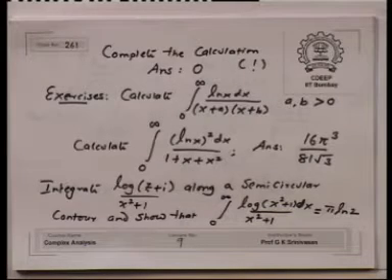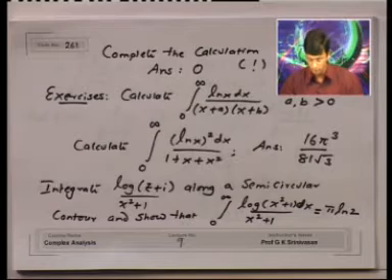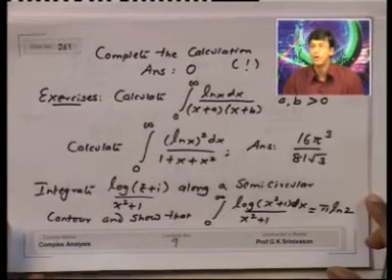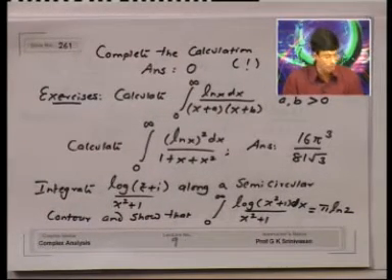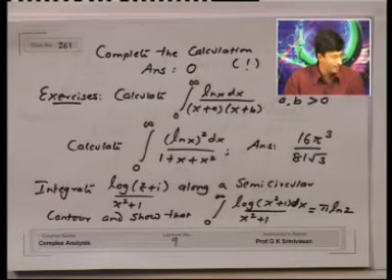The next problem is to integrate log of (z plus i) upon z squared plus 1 along a semicircular contour and show that the integral from 0 to infinity of log of (x squared plus 1) dx upon x squared plus 1 equals pi log 2. So, please try out these things.